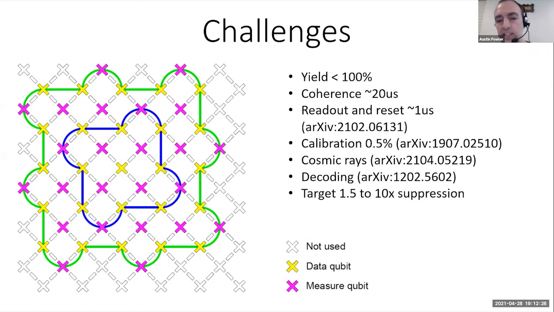Our readout and reset are slow at the moment. 1 microsecond is slow, particularly relative to our 1 and 2 qubit gates, which are typically sub 20 nanoseconds. And during that amount of time, you can imagine you accumulate quite a lot of error on your poor data qubits that are sitting around waiting to do something useful.